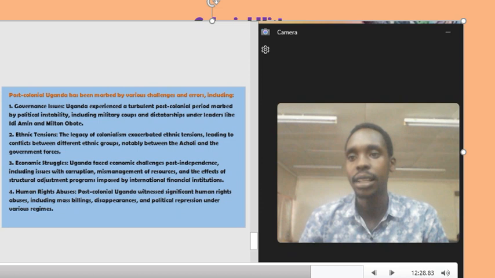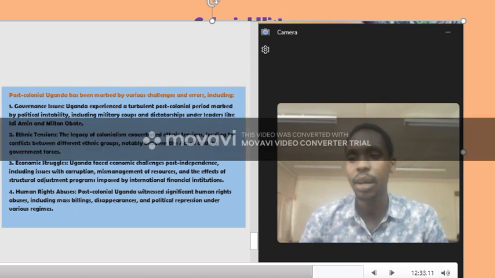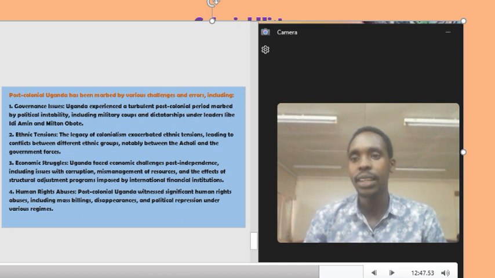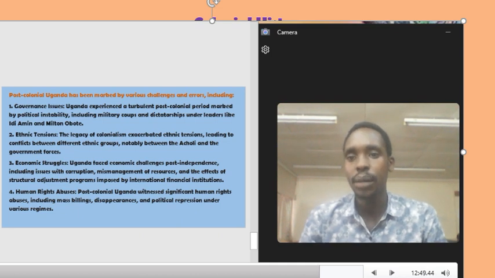Point number two, we are talking about ethnic tensions. The legacy of colonialism led to ethnic tension, leading to conflict between different ethnic groups, notably between the Acholi people and the government forces.